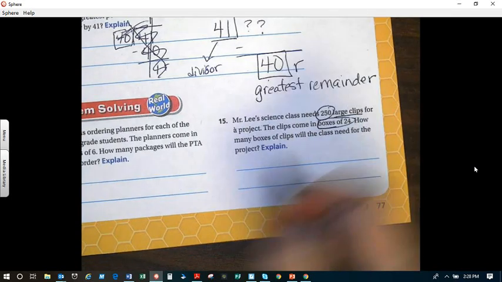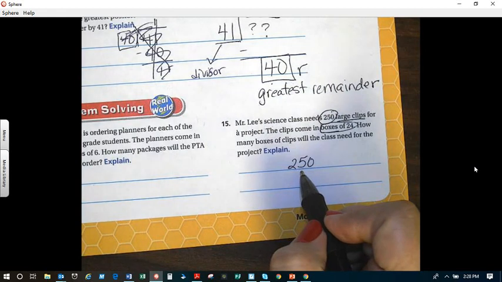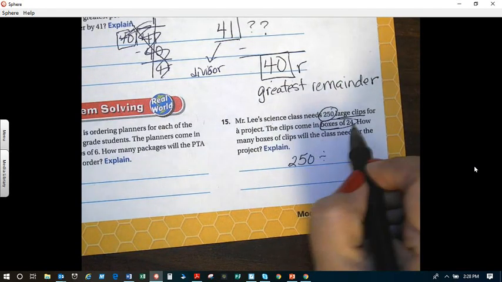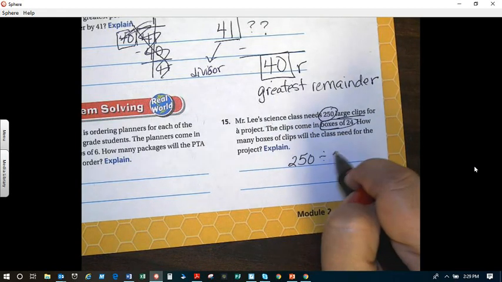Okay, so now I need to divide. This is my total, which is my, very good, dividend, divided by the number of boxes that he has. They come in boxes of 24. This is how many that's in each box.